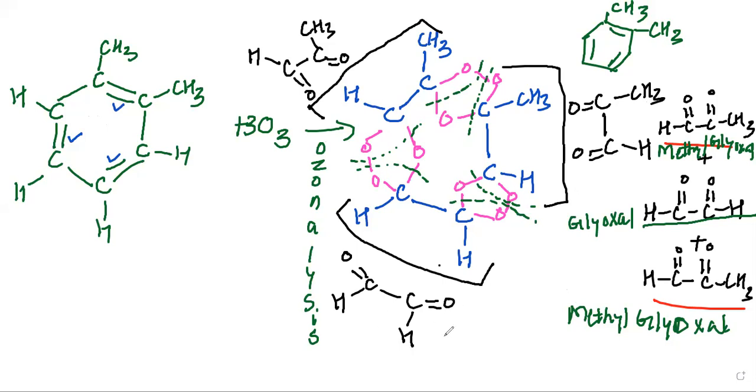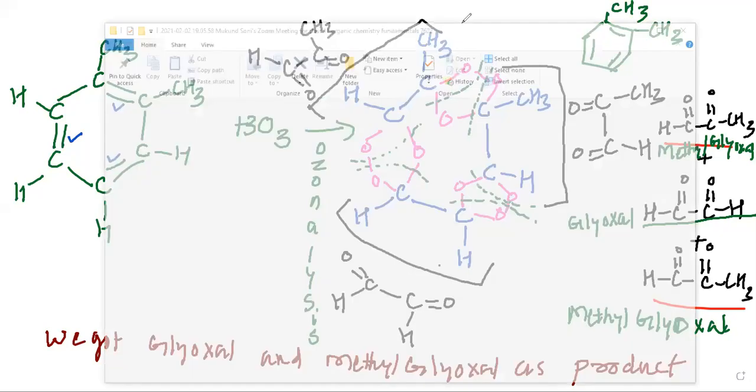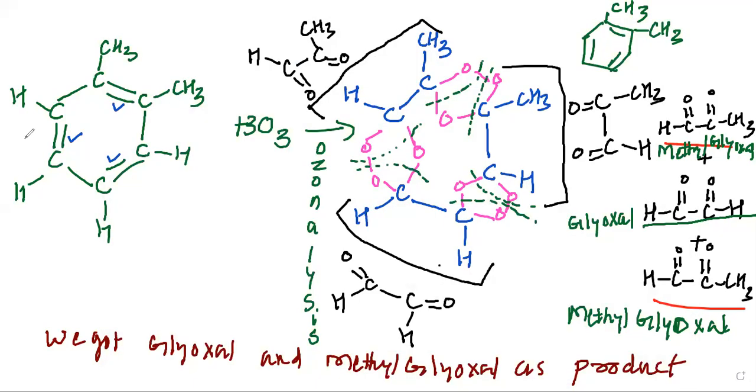Can you name the two products? What are the two products that we have got, my dear students? Can you name them? See, we got glyoxal and methyl glyoxal as product. Now, my dear students, let us move and understand the next kind of structure.